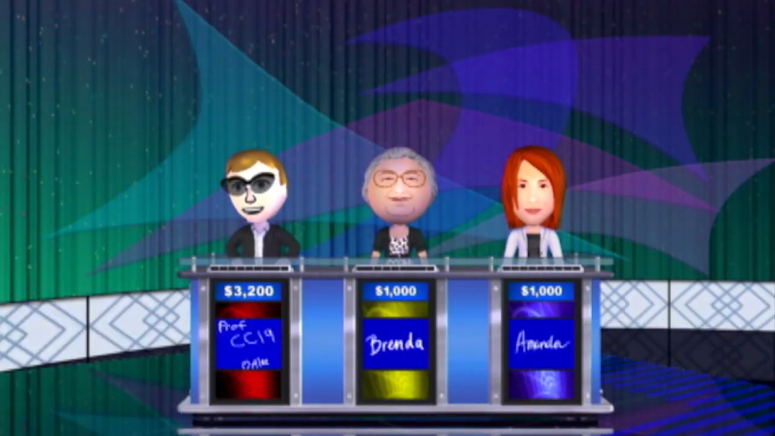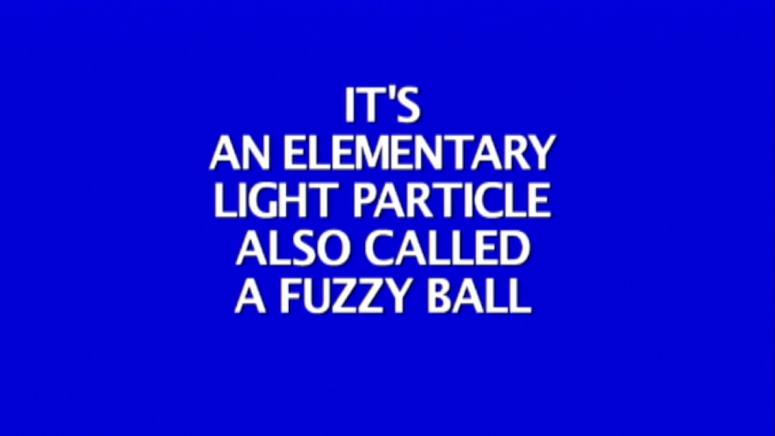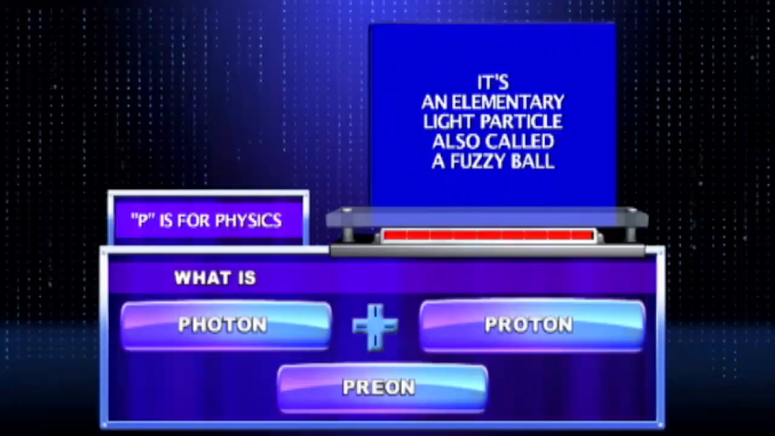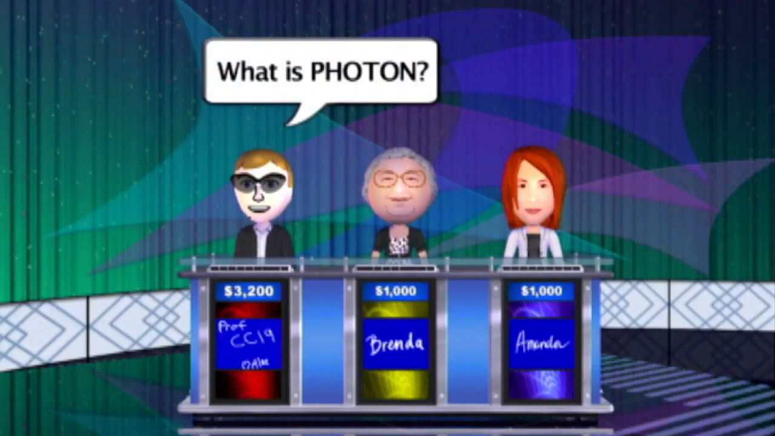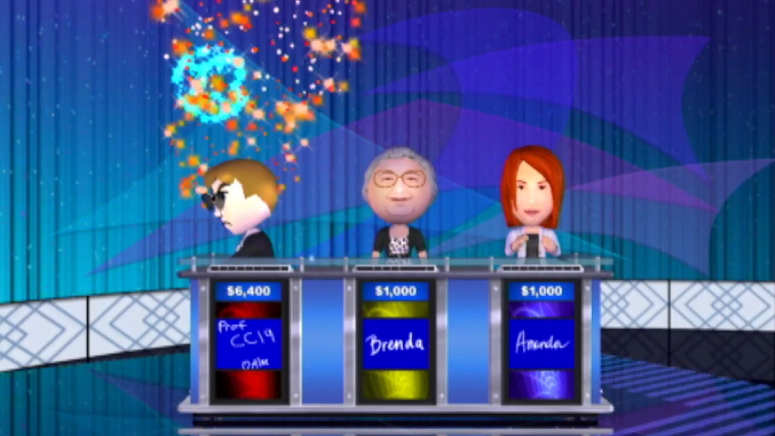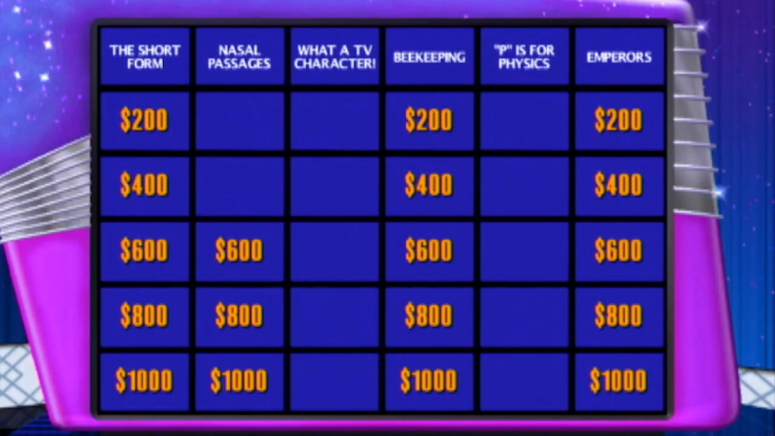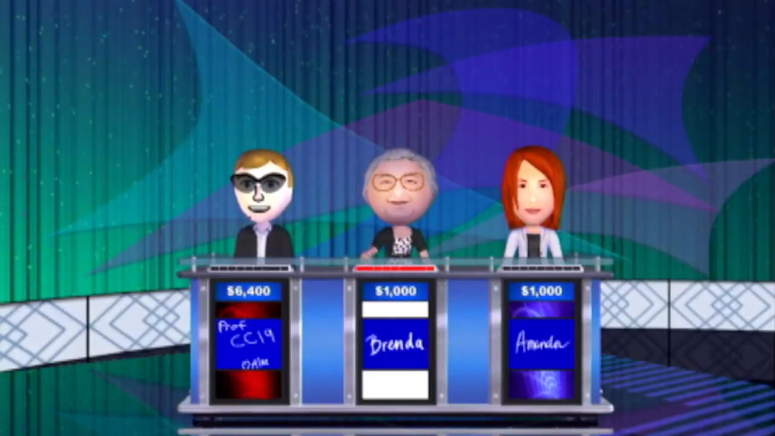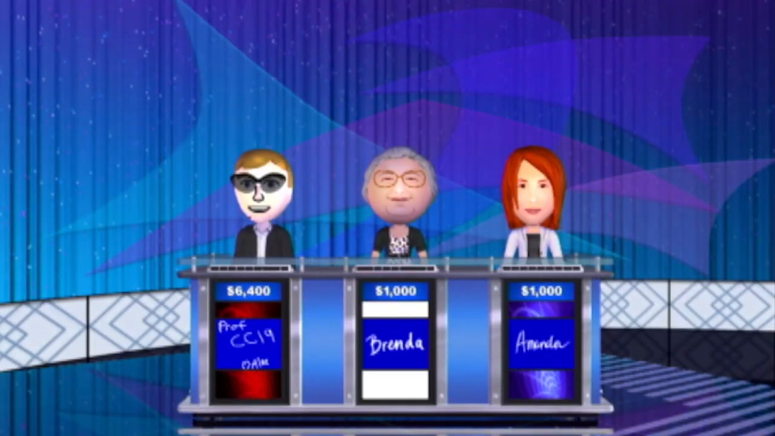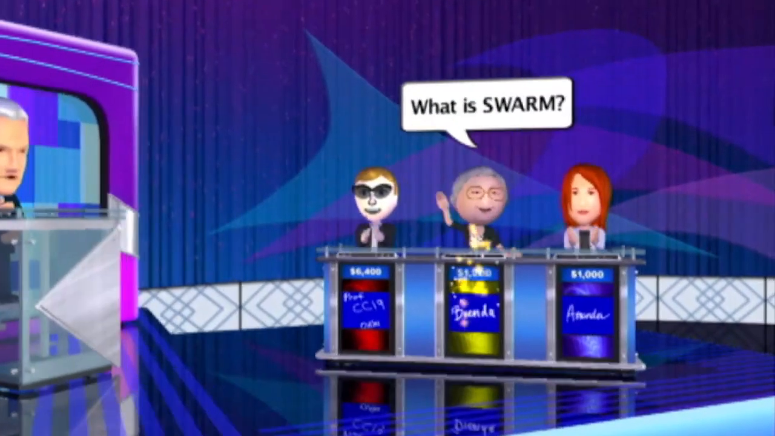Okay, here is the clue. It's an elementary light particle, also called a fuzzy ball. That puts you even further ahead. Player 1, back to you for our next selection. This term for a group of bees refers specifically to the group that flies from the hive to form a new colony. Yes, Player 2. That's it.